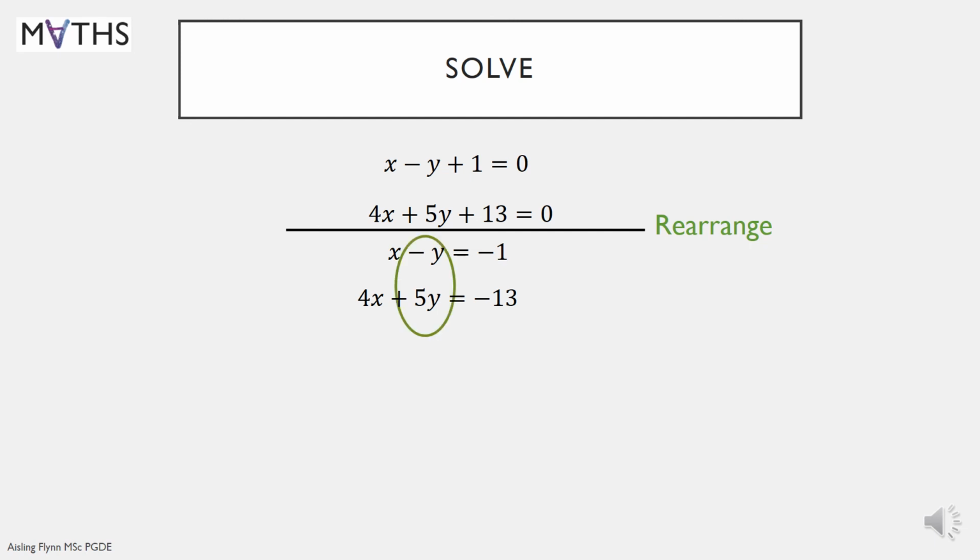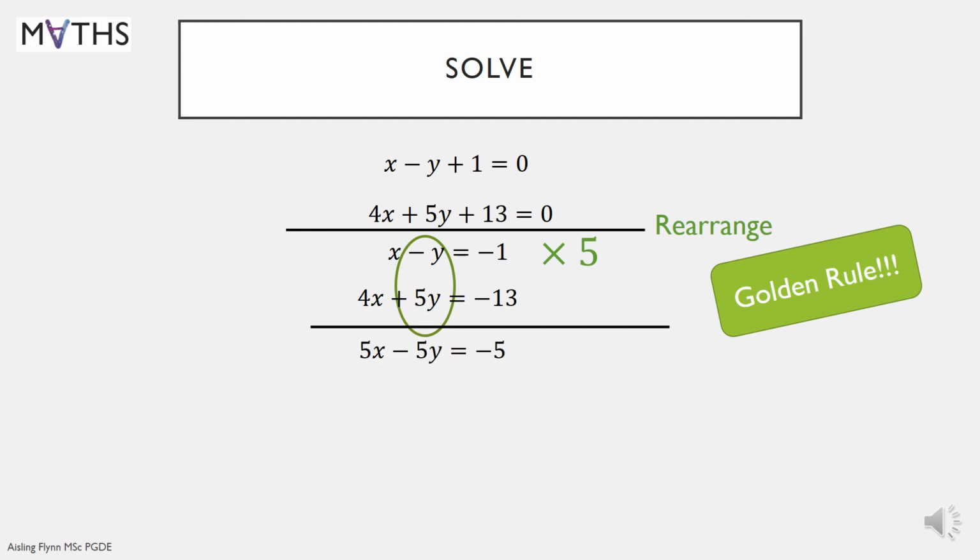We're going to eliminate the y's. I'm going to multiply the top equation by 5 so that they match. We have -5y plus 5y will eliminate. That's the plan. Don't forget your golden rule. Multiply every piece. Don't forget any. So the top line now becomes 5x minus 5y equals -5. Bottom line stays the same.